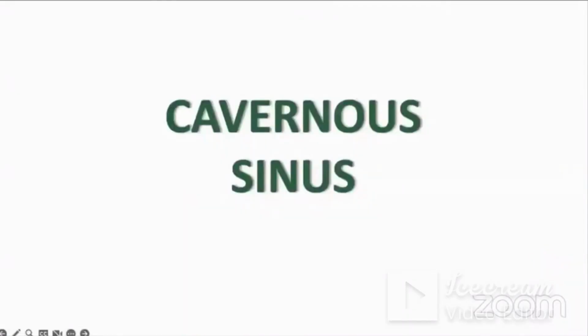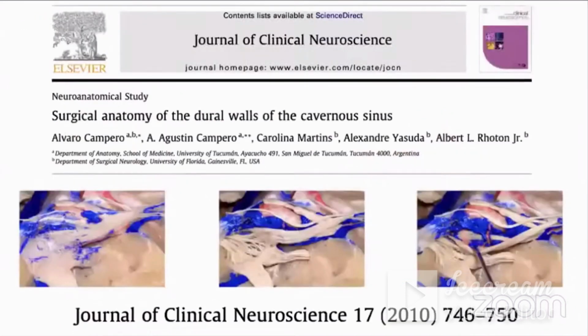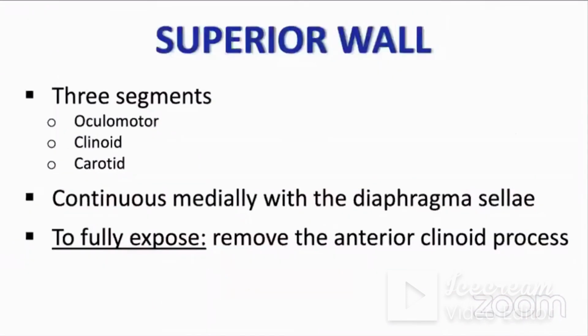Let's go to the cavernous sinus to finish this lecture. The cavernous sinus has an external structure, the dural envelope: superior wall, lateral wall, posterior wall, and medial wall, and also the internal content: venous blood, internal carotid artery, sixth cranial nerve, the sympathetic plexus, and also adipose tissue. But especially for the young neurosurgeon, when we want to understand the cavernous sinus, we have to understand the dural walls of the cavernous sinus.